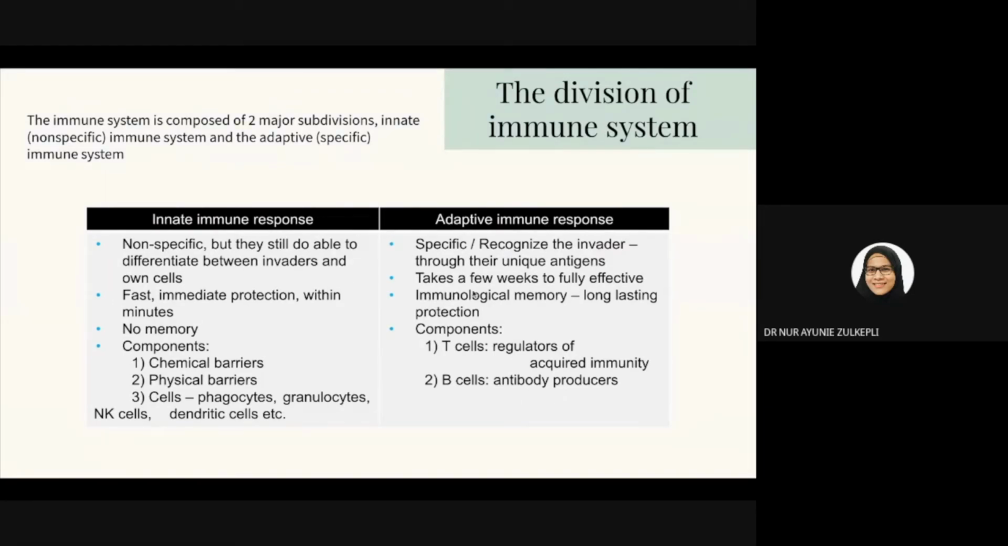And for adaptive, it usually takes a few weeks to become fully effective, not an immediate response, because it contains the immunological memory for long-lasting protection. In order to stimulate the memory of B cells and T cells, it requires a few mechanisms that take, like it says here, a few weeks to become fully effective. And the components involve the B and T cells. Okay, we will learn about B and T cells later.